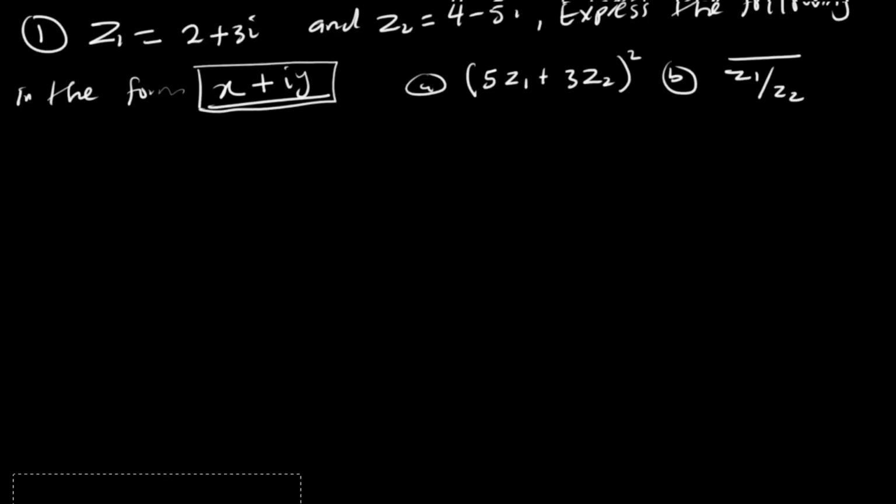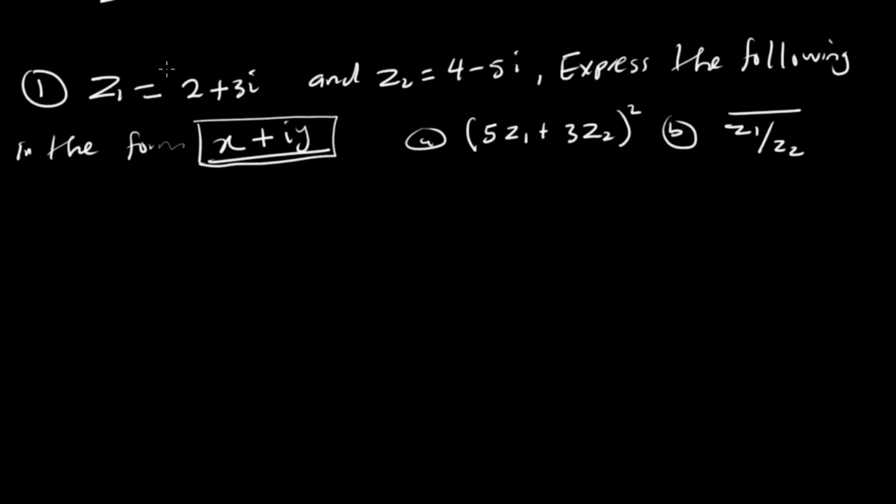So let's go back to our question. B part, which is to find the complex conjugate of z1 divided by z2. Now the first thing we have to do is to divide z1 by z2. So we have z1 equal to 2 plus 3i over z2 equal to 4 minus 5i.